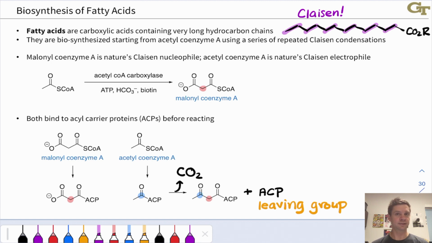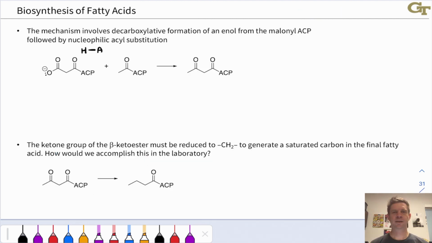So this is a Claisen condensation, and this forms a carbon-carbon bond, and this bond formed is exactly one of these bonds highlighted in purple in the fatty acid above. It's possible to iterate this process through a means that we'll see on the next slide. First, let's look a little bit more at the mechanism of this Claisen-type condensation.